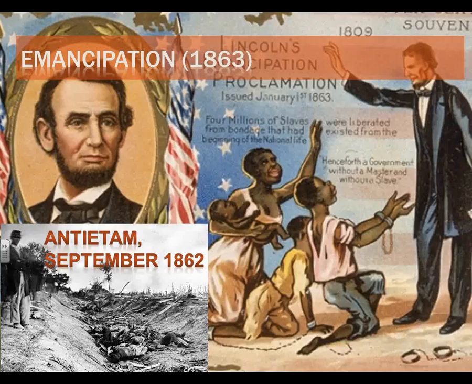All right, so just to review, we ended yesterday talking about the Emancipation Proclamation. When does Lincoln issue the Emancipation Proclamation? Yeah, the year I want you to memorize is 1863. That's when it goes into effect. But the actual time in which he issues the Emancipation Proclamation is in September of 1862.